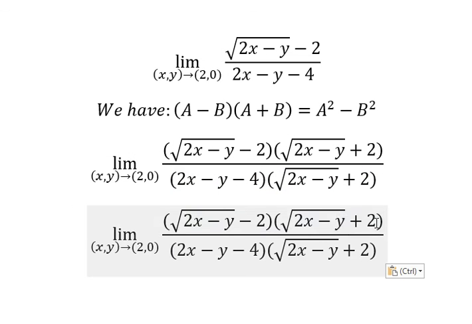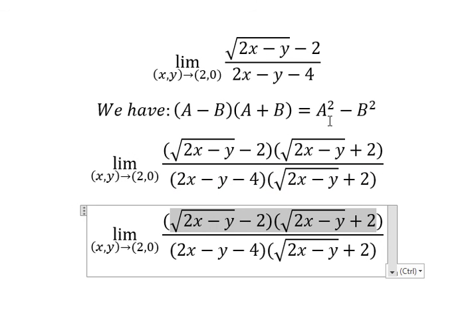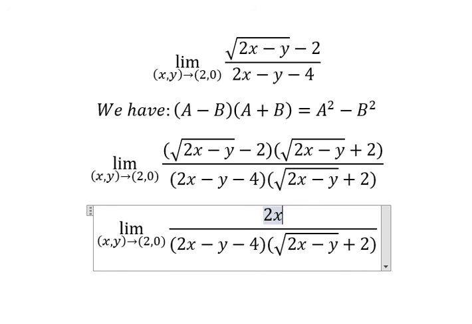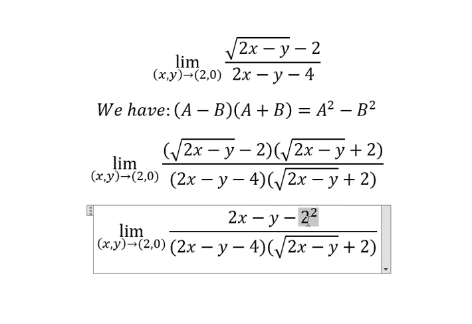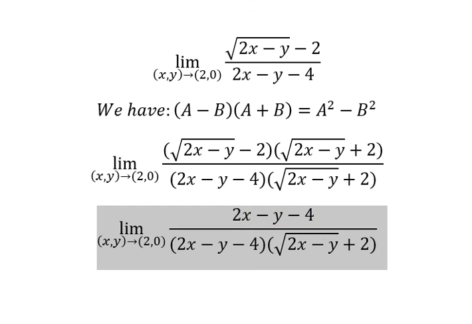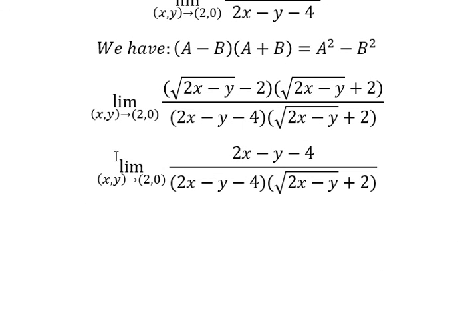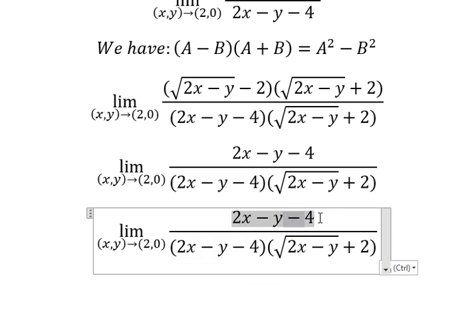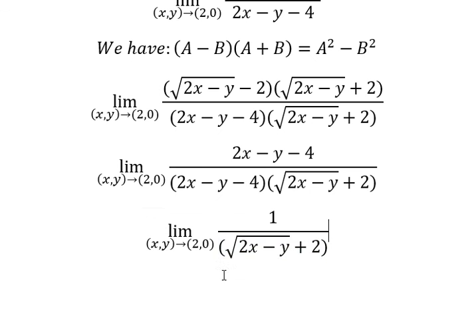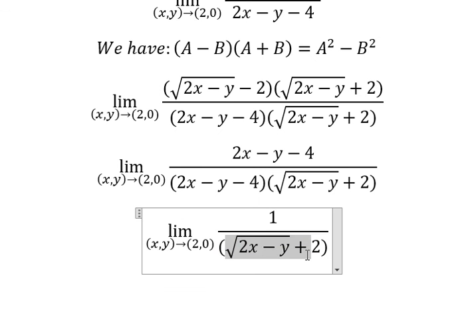So for this one, if we put in here, you get 2x minus y minus 2 to the power of 2, and this one we have number 4. Now we need to simplify the numerator and denominator. Now we put x equals 2 and y equals 0 in here, and we get the final answer.